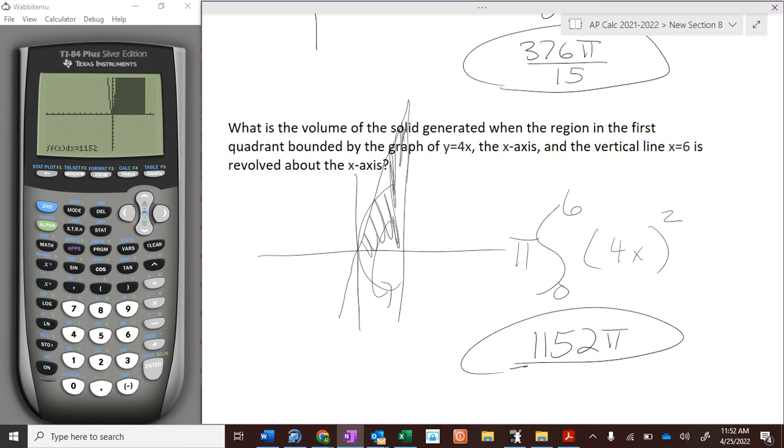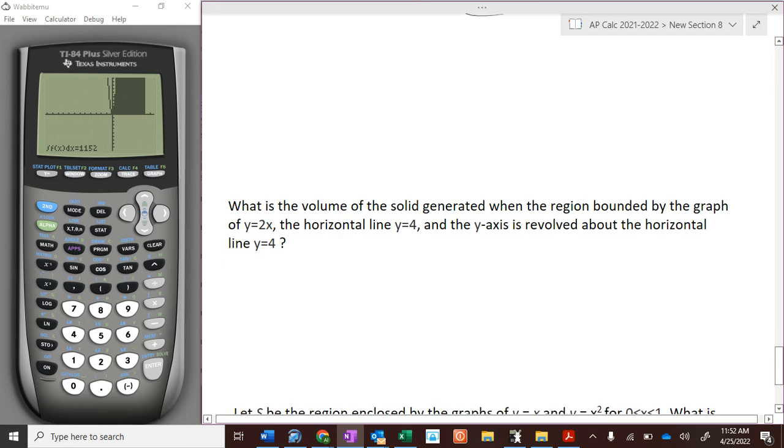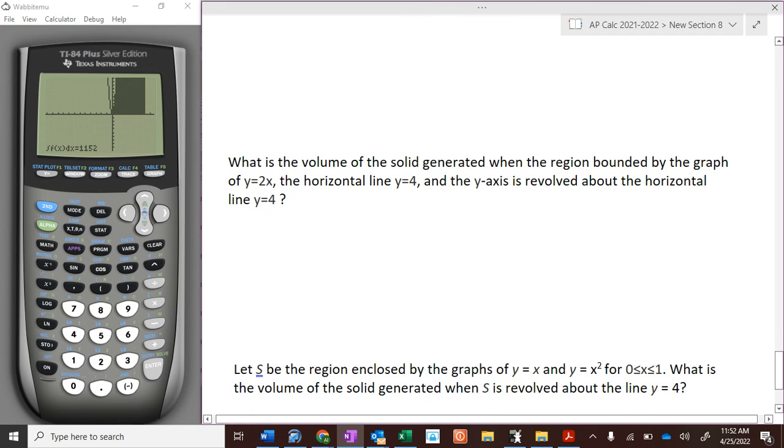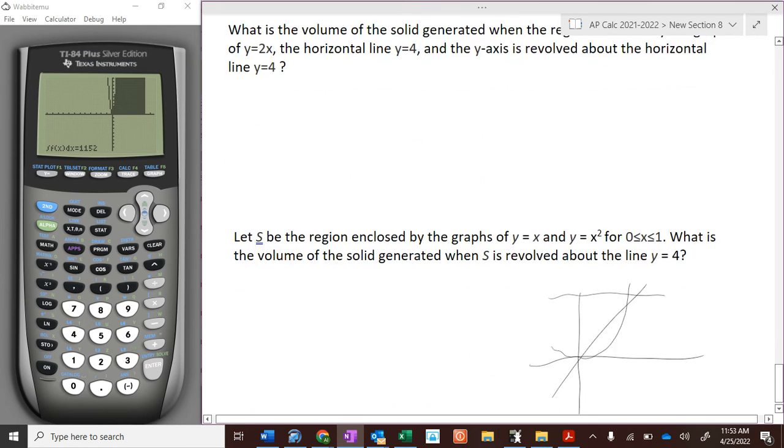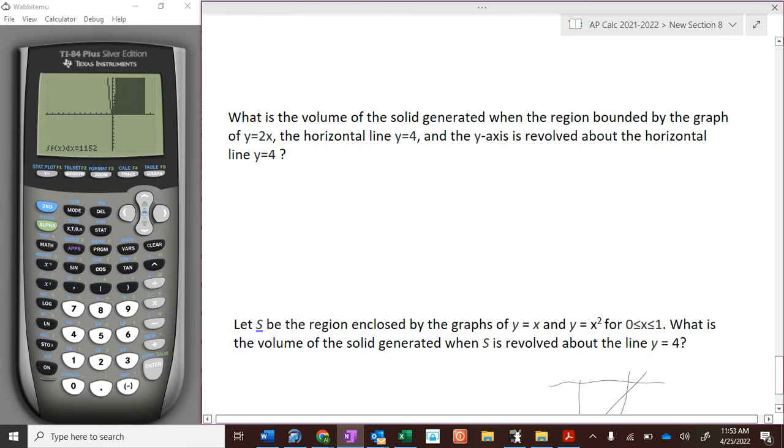Okay. So both those were what method? Disk method. I bet the washer method comes up here pretty soon. What's the volume of the solid generated by the region bounded by y equals 2x, the horizontal line y equals 4, and the y-axis, revolved about the horizontal line y equals 4.